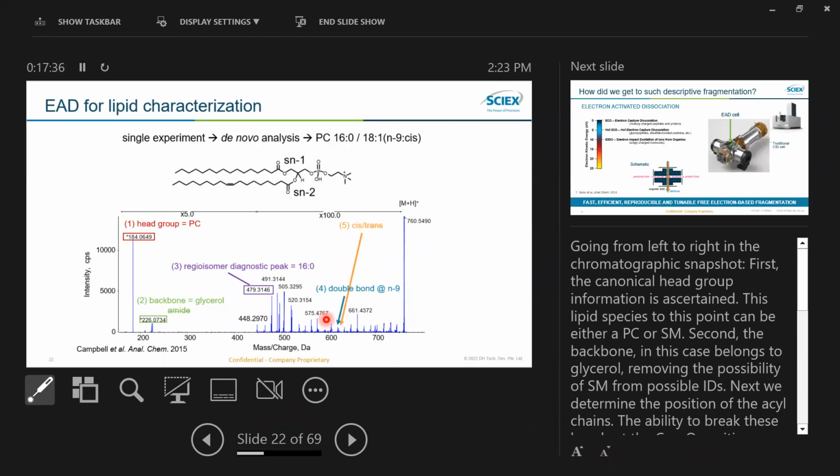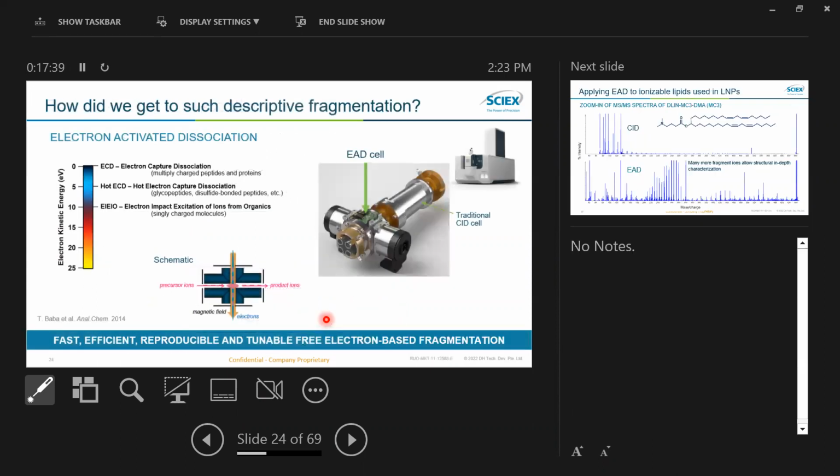So, how are we doing this? Again, this is using what we call electron-activated dissociation. This is a picture of the 7600. It is a quadrupole time-of-flight instrument. The inset here is a blow-up of the collision cells, because there are two collision cells. There's a traditional CAD collision cell, and in the front here is the EAD collision cell. These black end caps are housings for electron filaments. The electron filaments emit free electrons into the EAD collision cell for free electron-based fragmentation.